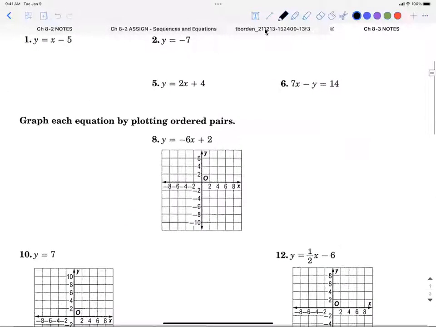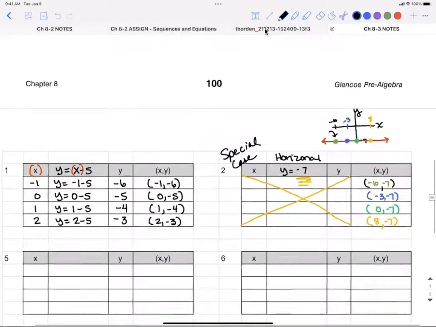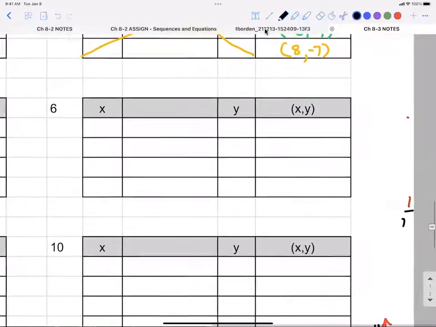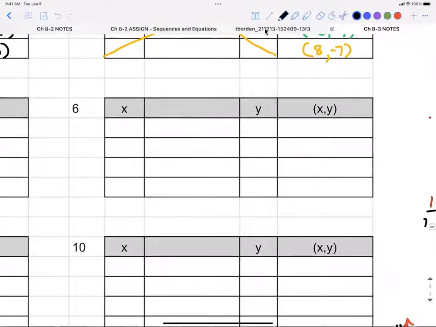I want to do number 6. So if you flip to the back and on the number 6 table, we're going to put our equation in the gray area that's there in the middle so that it reminds us what our function, or what our machine, that we're running each x through is. And in this case, for number 6, it is 7x minus y equals 14.